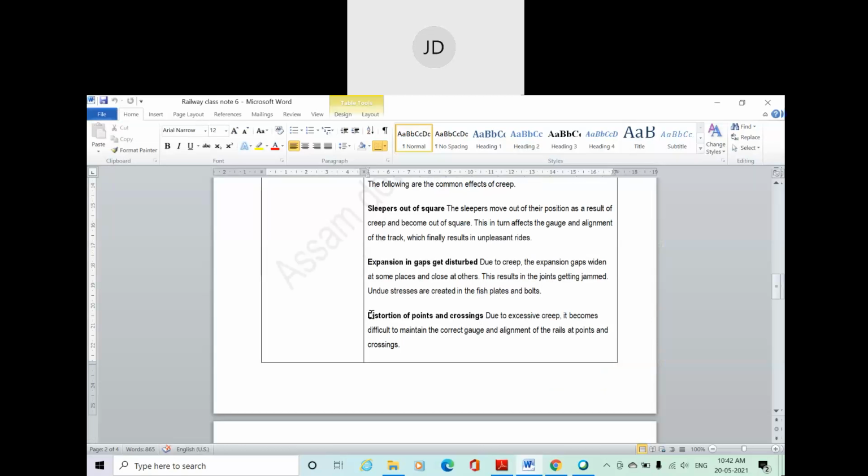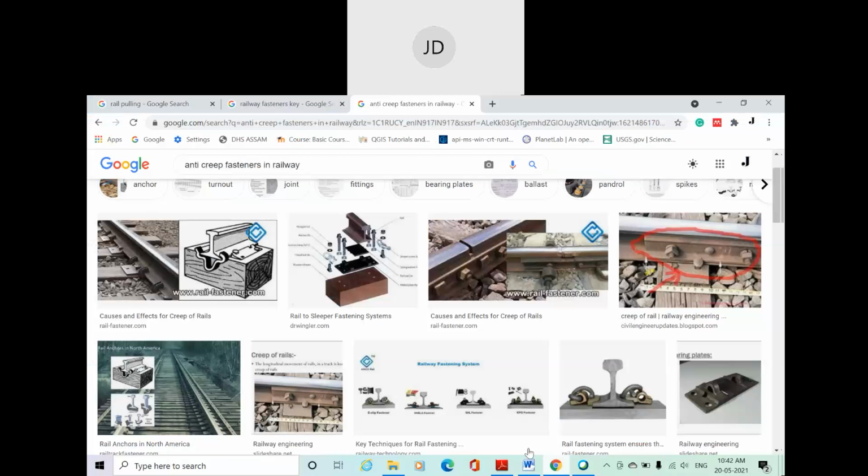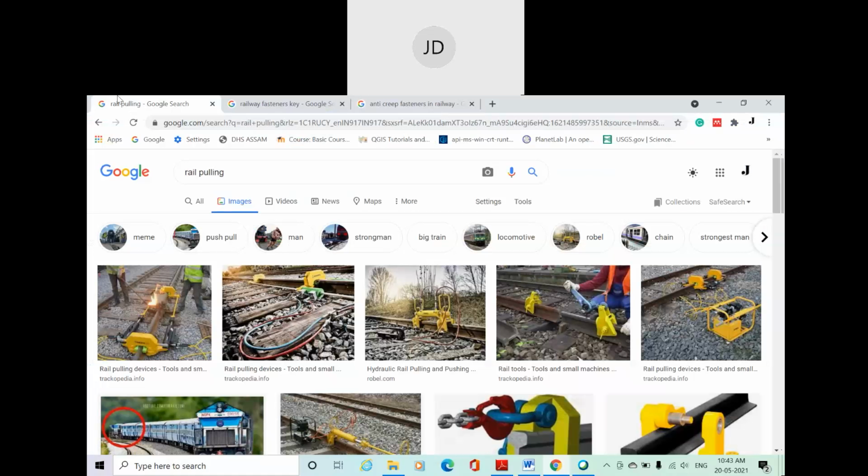Okay, fine. And distorting the point and crossing. Due to excessive creep, it becomes difficult to maintain the correct gauge and alignment of the rail at the point of crossing. So we haven't discussed what a point of crossing is, but anyway, I'm going to show you what a point of crossing is. But in your coming module, we're going to discuss point of crossing anyway.